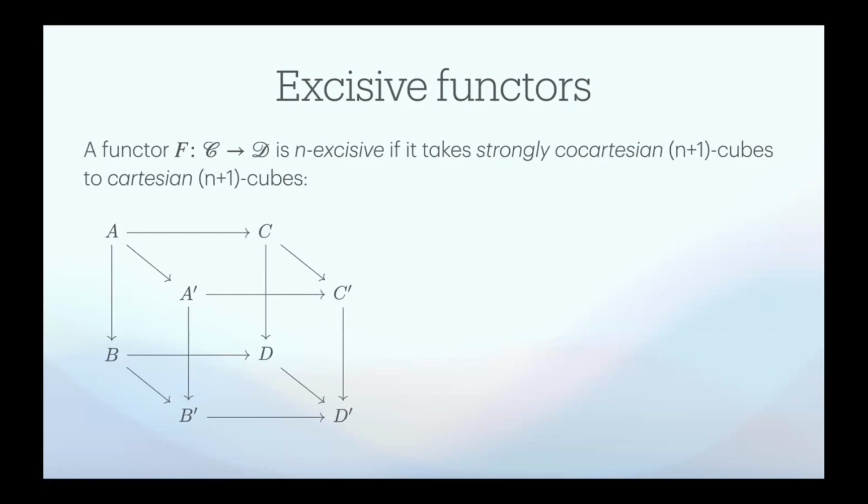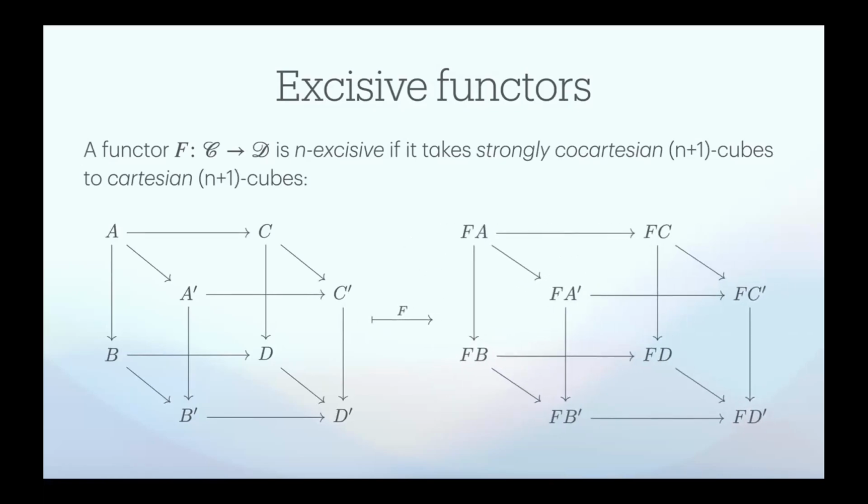And then the condition is that if we apply F to this, then this is going to be Cartesian, meaning that the initial vertex of this diagram needs to be the limit of the rest of the diagram. So this red part is a cone from this diagram and needs to be a limiting cone. So that's what it means to be 2-excisive, and higher dimensional cubes give higher notions of excisive.